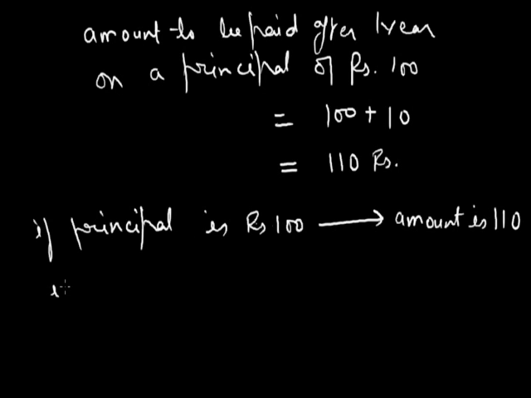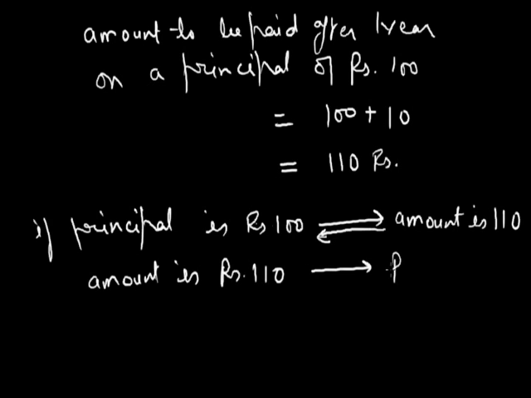Now, this is a vice versa statement; it is correct in both directions. It means that if principal is rupees 100, then amount is rupees 110, or we can also say that if amount is rupees 110, then principal is rupees 100.